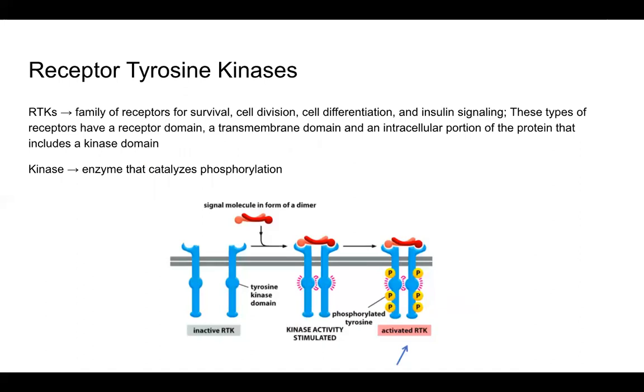So as you can see in the illustration, the signal molecule is in the form of a dimer, and then it binds at the receptors, and it phosphorylates the tyrosine and activates the receptor tyrosine kinases.